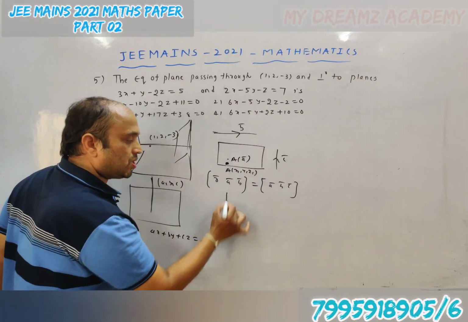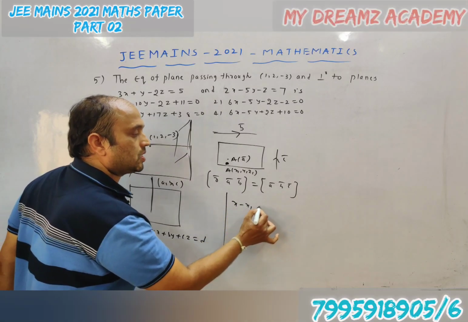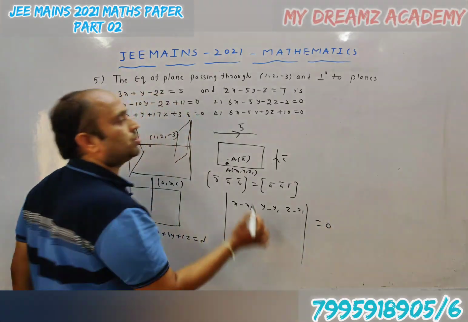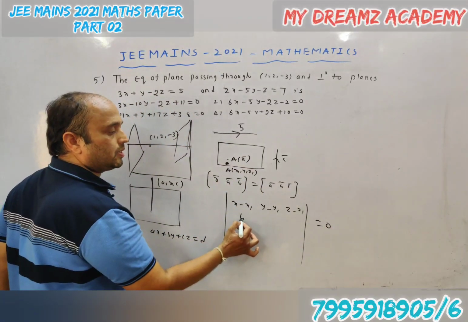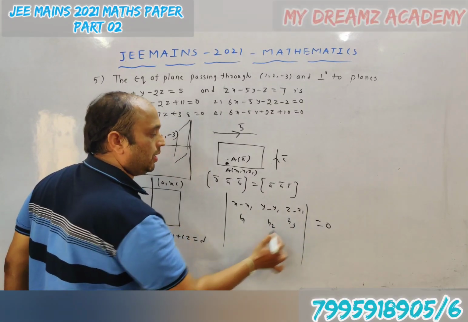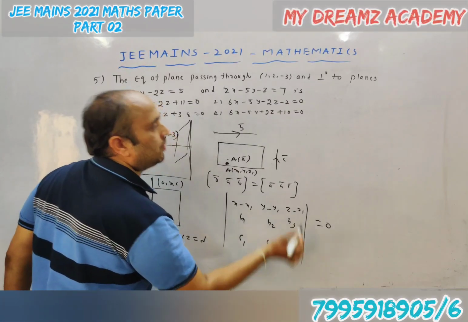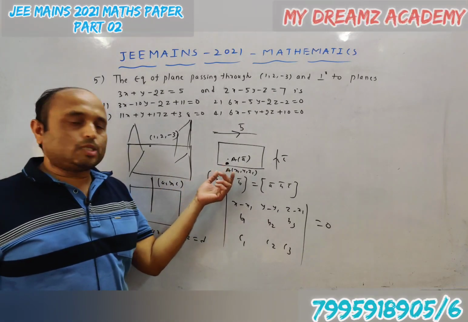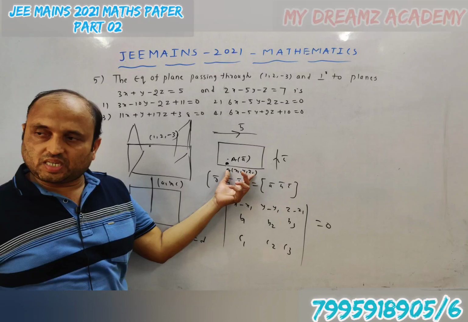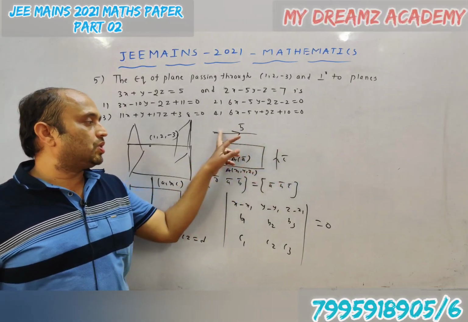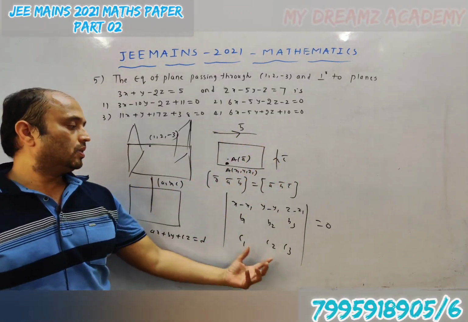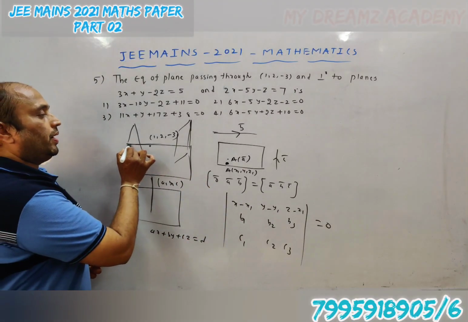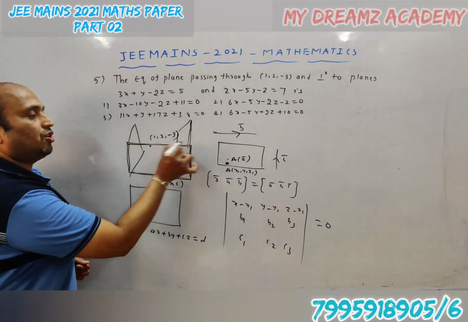So our required equation of plane is the determinant with rows x minus x1, y minus y1, z minus z1; b1, b2, b3; c1, c2, c3, equal to 0. Parallel to b bar and c bar means b1, b2, b3 and c1, c2, c3. That's it, just substitute. This is our required equation of plane.